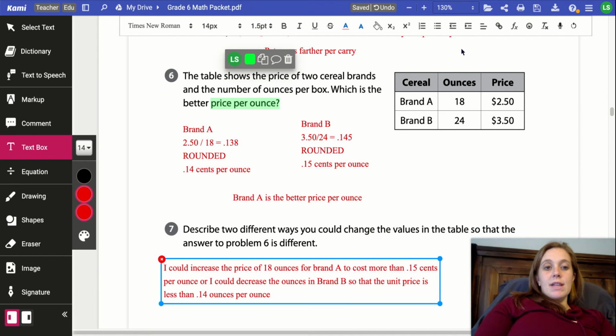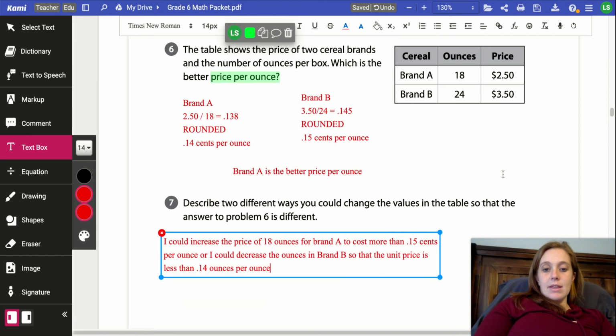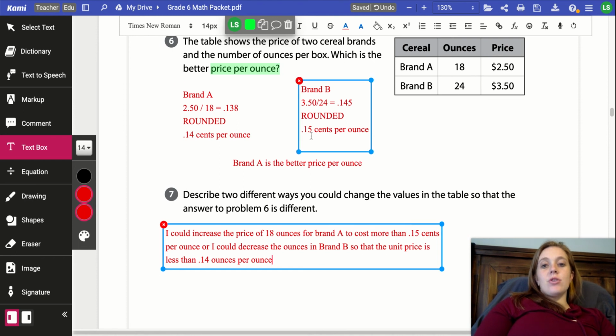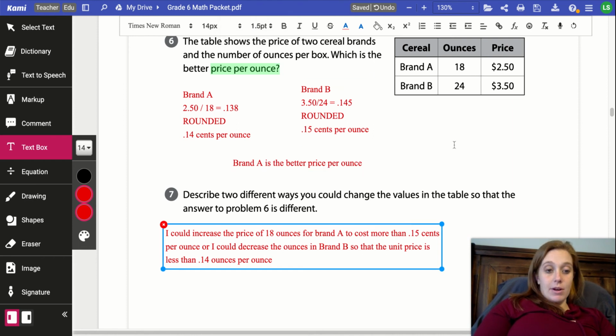So 7 is that last question. We want to be thinking outside the box here a little bit. We're trying to change our answer for 6 so that brand B would be the better price per ounce. So how could we change the values in the tables? I just wrote down 2, but there's more than these answers. You could do a lot of different things with this.